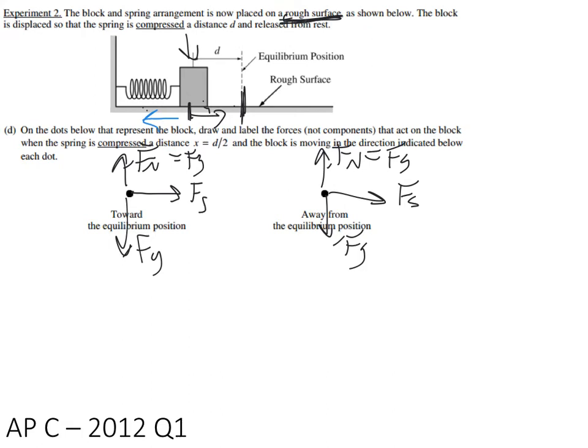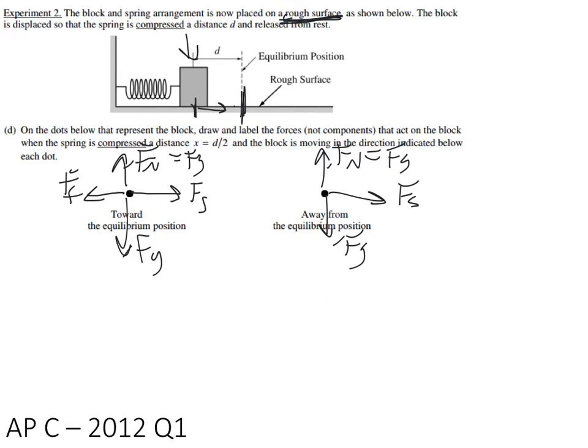Alright. So that was easy, but now we have to take into account friction. So let's look at this. It's moving toward the equilibrium position, so it's moving to the right, which means friction has to oppose it. So friction has to point to the left.